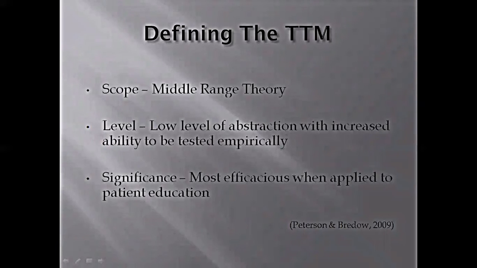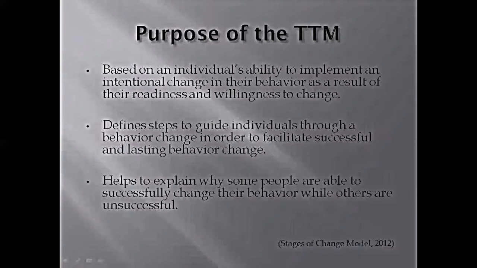Because it is a middle-range theory, the concepts are more concrete and there is a lower level of abstraction. Therefore, the TTM is better able to be tested empirically and utilized as an evidence-based theory. The TTM specifically focuses on behavior changes and is therefore most efficacious when applied to patient education. The TTM is based on an individual's ability to implement an intentional change in their behavior as a result of their readiness and willingness to change. It defines steps to guide individuals through a behavior change in order to facilitate successful and lasting behavior change. And it helps to explain why some people are able to successfully change their behavior while others are unsuccessful.